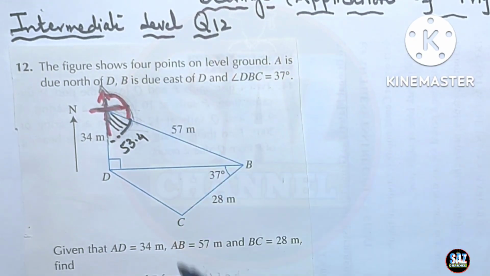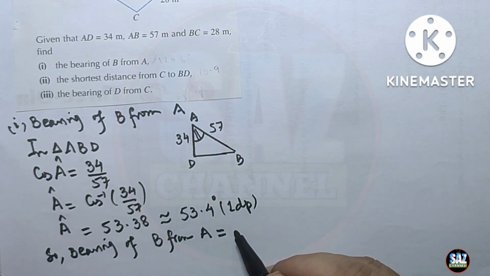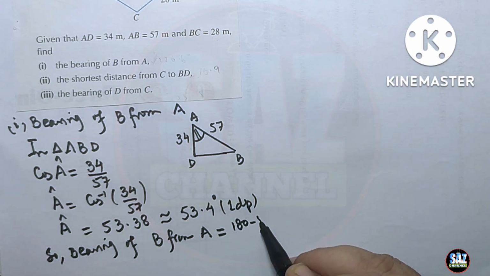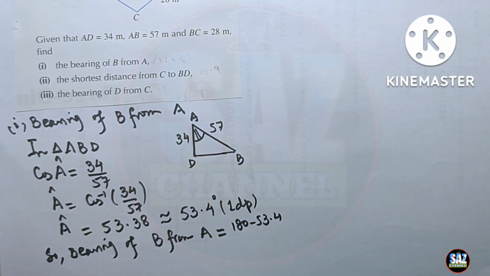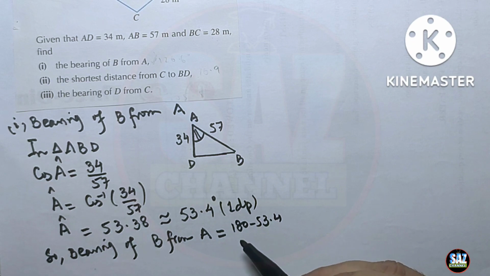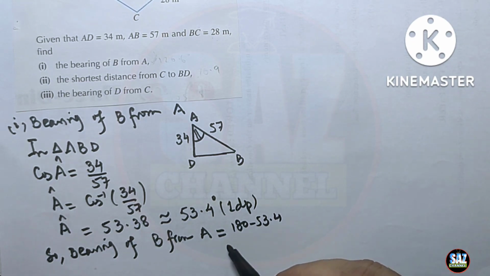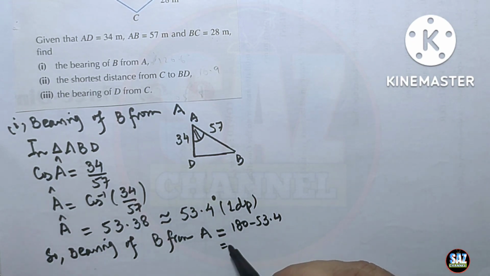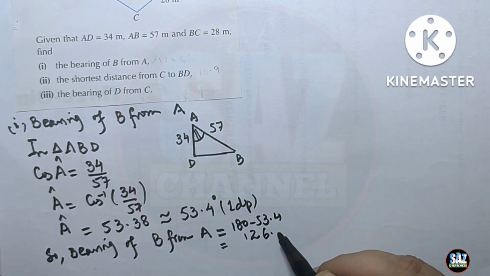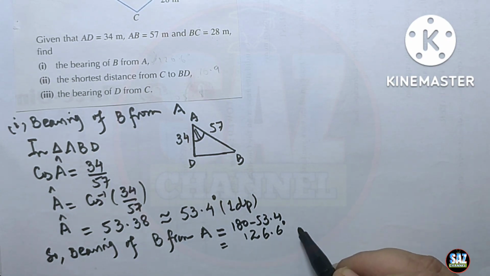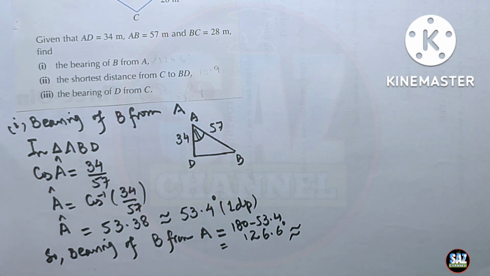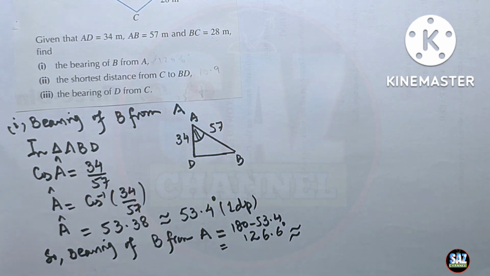This is making the semicircle, and I have to take away from 180 degrees, so this will become 180 minus 53.4. I have to take away this value from 180 degrees, and this gives me 126.61 degrees, 126.6 degrees approximately. I hope you are clear about the bearing part, and let's move to the second part.